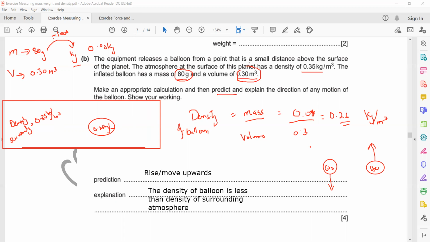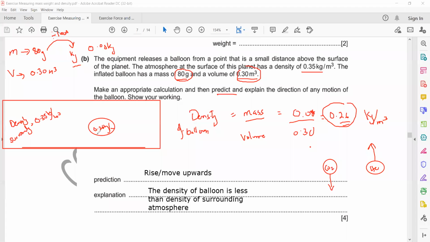So we will find the density of the balloon, and when we are finding the density of a balloon, we should have it in the same unit as the density of the atmosphere so that we can compare the two values. The density of the atmosphere is given in kilogram per meter cube, so the density of the balloon should be in kilogram per meter cube as well. The mass here is given as 80 gram. When we convert the mass into kilogram, we divide by 1000. So 80 divided by 1000 is equal to 0.08. And volume is already given in meter cube, so we don't have to convert the volume. So mass divided by volume, the mass is 0.08 and the volume is 0.30 or 0.3. So we get the density of the balloon, which is 0.26.